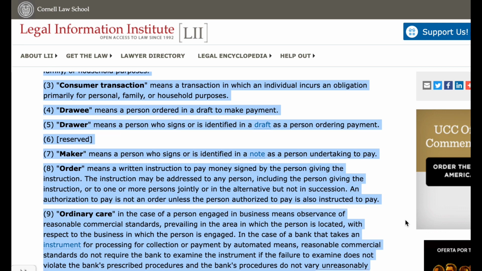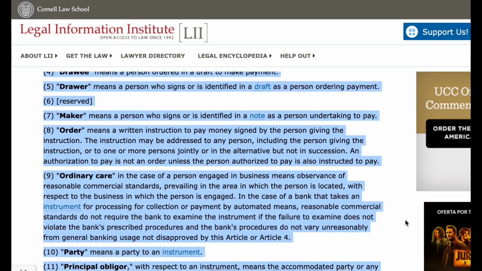6. Reserved. 7. Maker means a person who signs or is identified in a note as a person undertaking to pay. 8. Order means a written instruction to pay money signed by the person giving the instruction. The instruction may be addressed to any person, including the person giving the instruction, or to one or more persons jointly or in the alternative but not in succession. An authorization to pay is not an order unless the person authorized to pay is also instructed to pay.